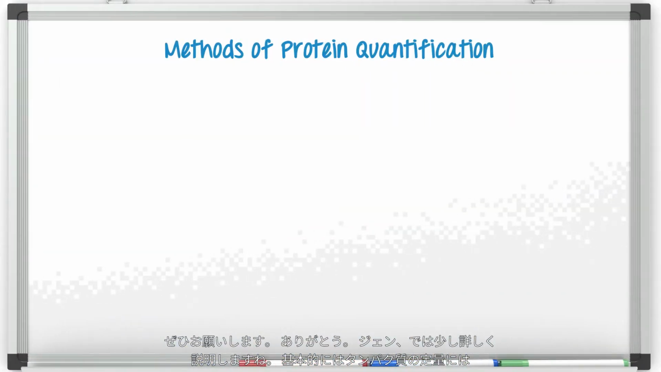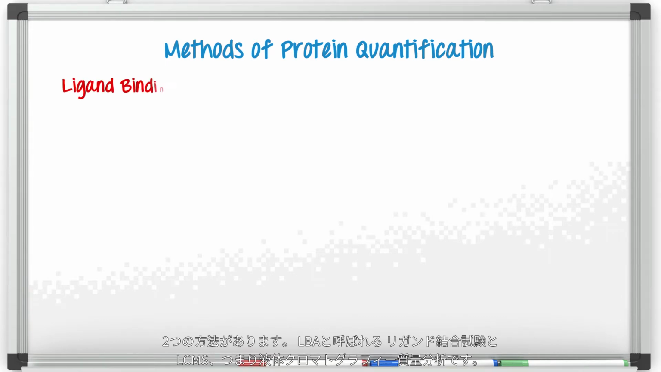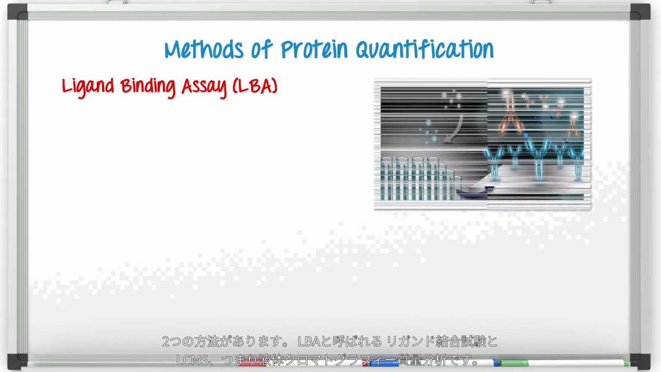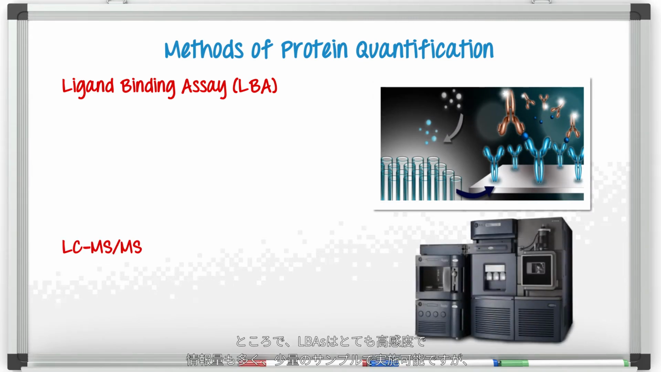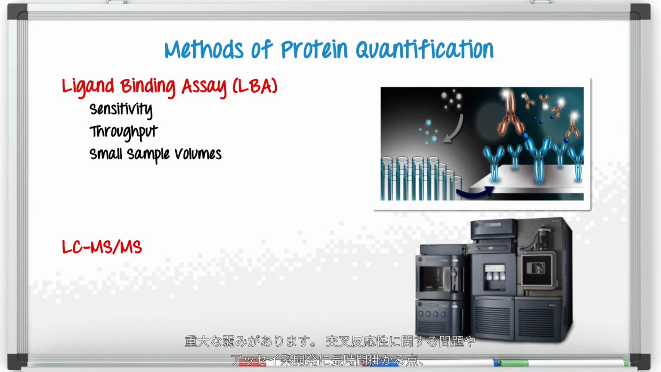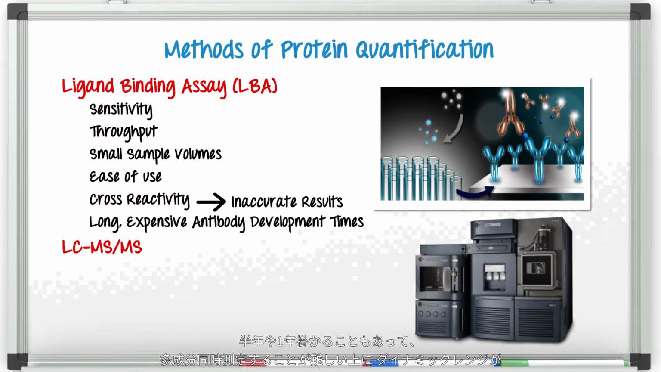All right, Jen, let me explain this to you in a little bit more detail. There are basically two methods for doing protein quantification: ligand binding assays, or LBAs, and LCMS. While LBAs are very high sensitivity, high throughput, and use very small sample volumes, there are some serious limitations. Some of these are cross-reactivity, very long development times, it can take 6 months to a year, the fact that it's difficult to multiplex, and a really short, limited linear dynamic range. So you're talking maybe an order or two of magnitude.